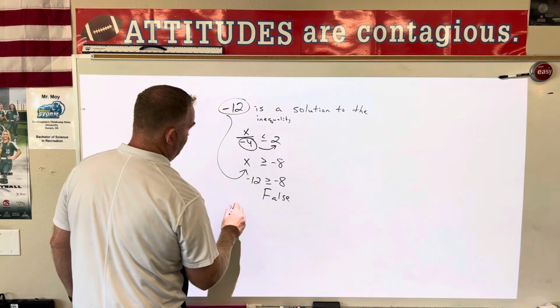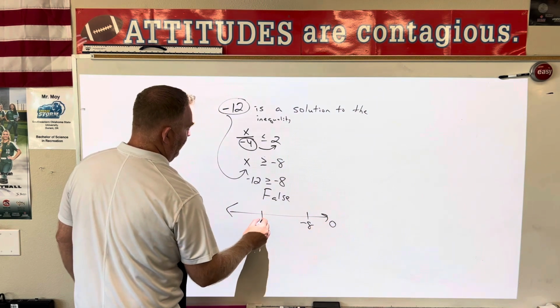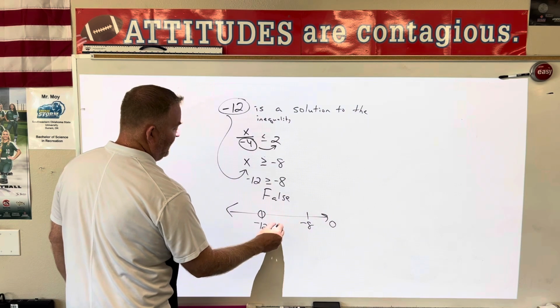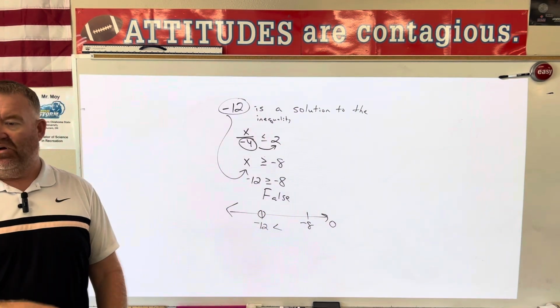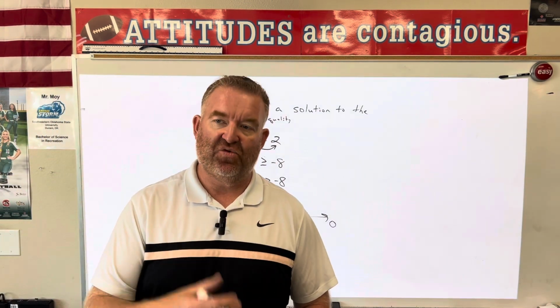If you need to, draw a number line. Think about it. -8 is going to be like here. Here's 0. Negative 12 is going to be here, which means this is less than. Okay, so that's not true. So that one would be false. Okay, so you're going to have to work it out on your test. Is the equation true? Yes or no?